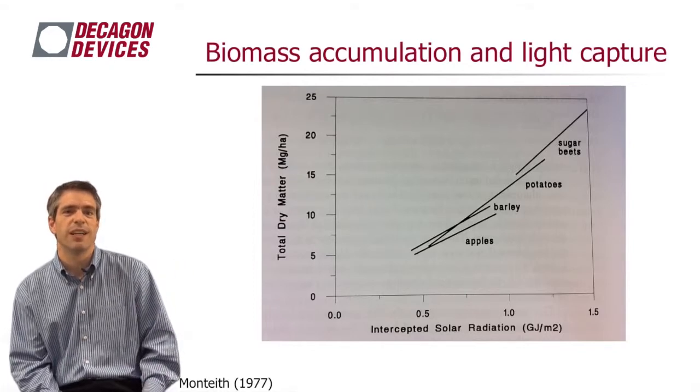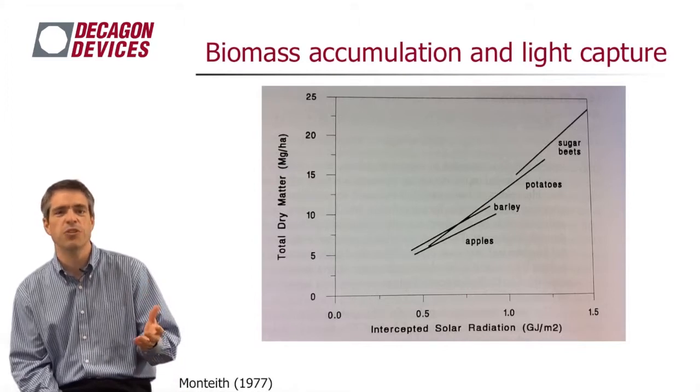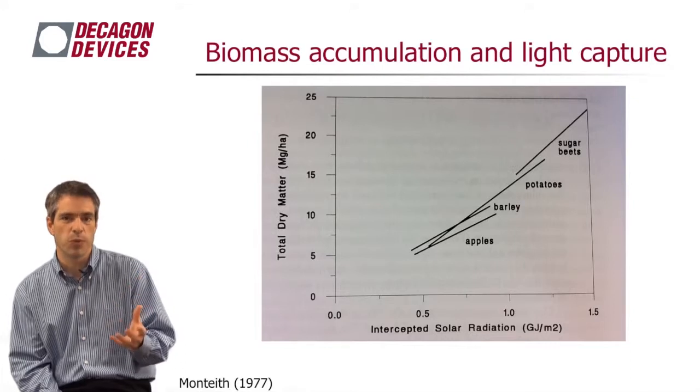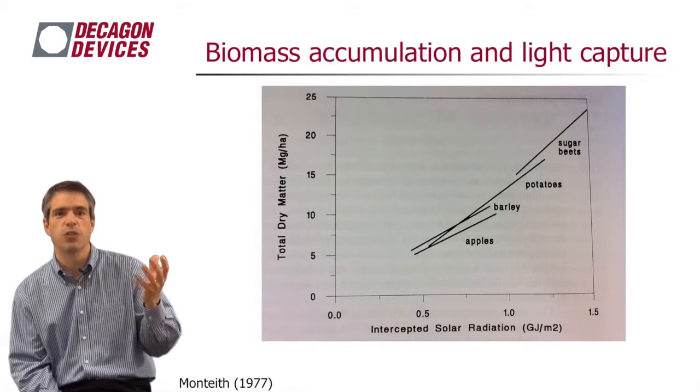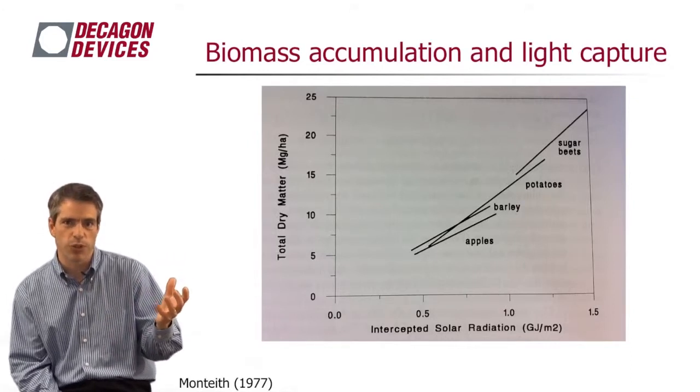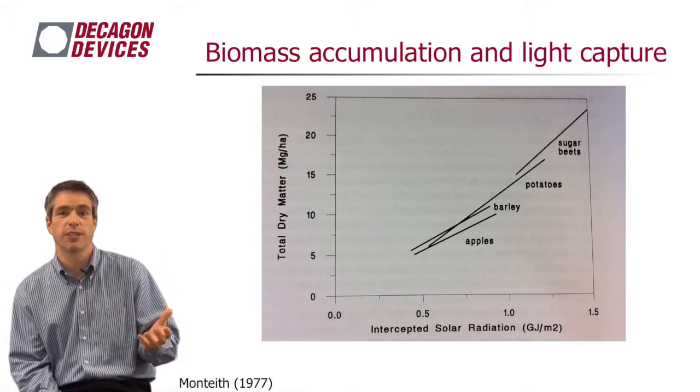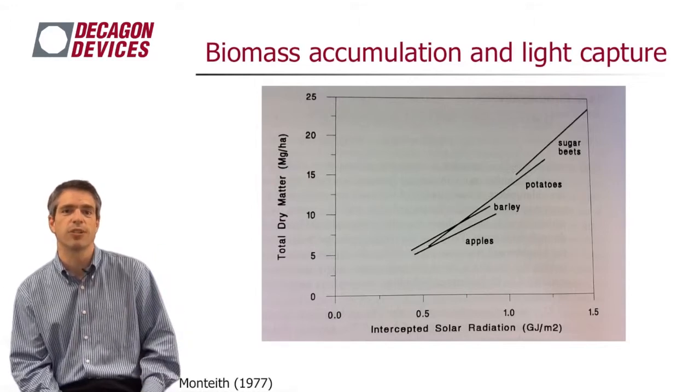And this graph is just a classic graph I like to use in my class from Dr. John Monteith back in 1977, so it's pretty old. But it shows a linear relationship between intercepted solar radiation that accumulates over time and the total dry matter that's produced by these plants, accumulated over time, obviously.